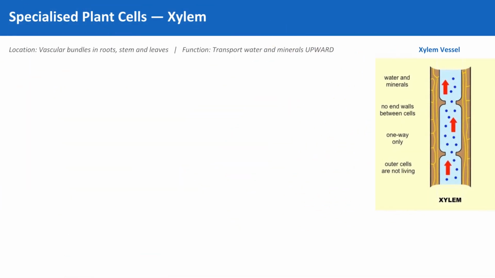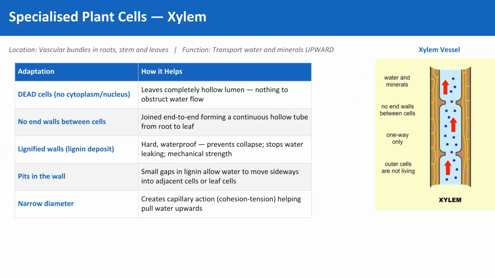The next specialized plant cell is the xylem. Xylem is located in roots, stems, and leaves and works as a vascular bundle. Its function is to transport water and minerals upward. Now let's talk about its adaptations. Xylem is made up of dead cells. There is no cytoplasm and no nucleus, and it has a completely hollow lumen, so nothing obstructs water flow.